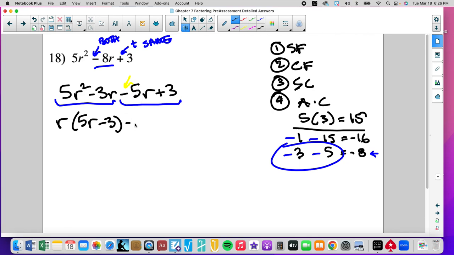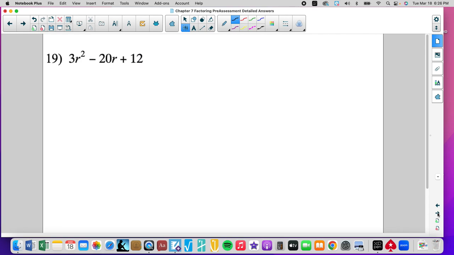So I'm going to take out a negative 1, which gives me 5r minus 3. Yes, look at that. That's a tricky one. That's a good one. So I know I did it right because the insides are the same, 5r minus 3. And if we take that out, we're left with r minus 1. Ooh, 18. Bonus problem. Love it.